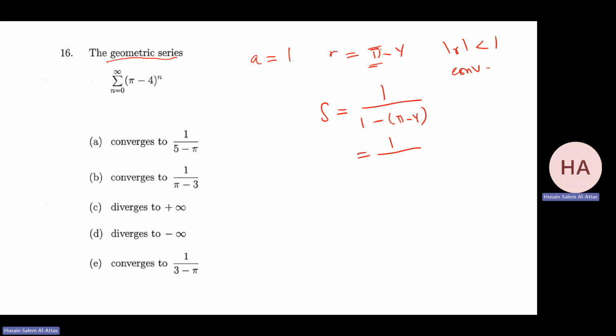This geometric series is what? He said geometric series. So what is A? The first term at 0, pi minus 4 to the power 0, which is 1. And R is pi minus 4. Is the absolute value of R less than 1? Yes. Pi minus 4 will be something less than 1 with a negative value. This is negative, so it is less than 1. So it converges. What will be the sum? A over 1 minus R. And that will be 1 over 1 minus (pi minus 4), which is 1 over 5 minus pi. That will be the answer.